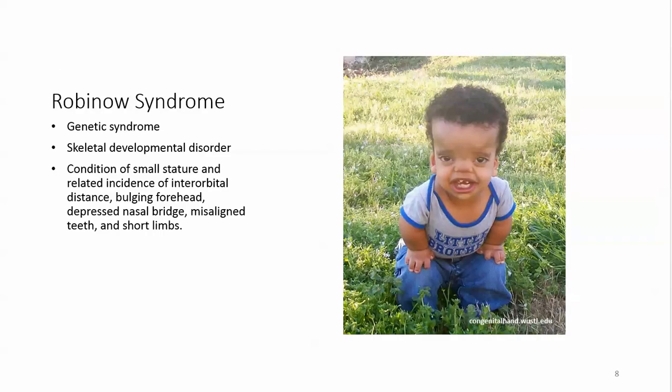And the next group we're going to talk about are genetic syndromes and conditions. First one is Robinow. This is a genetic syndrome. It's a skeletal development disorder. It's a condition of small stature and related increase of interorbital distance. That means their eyes are far apart. Bulging forehead, depressed nasal bridge, misaligned teeth, and short limbs.